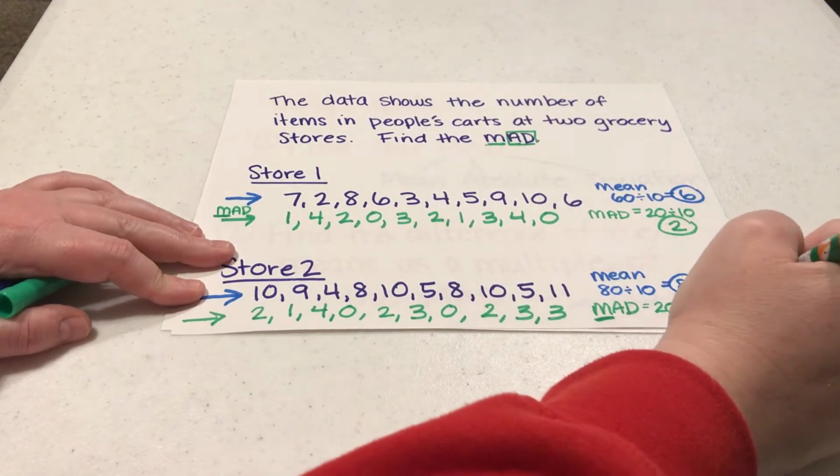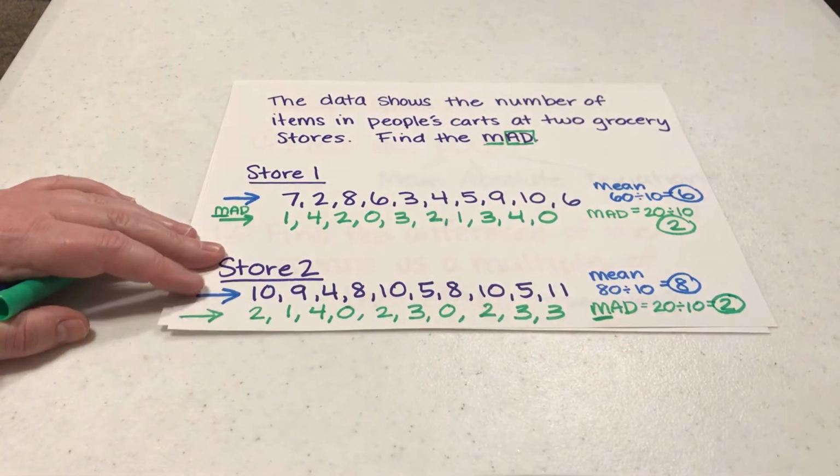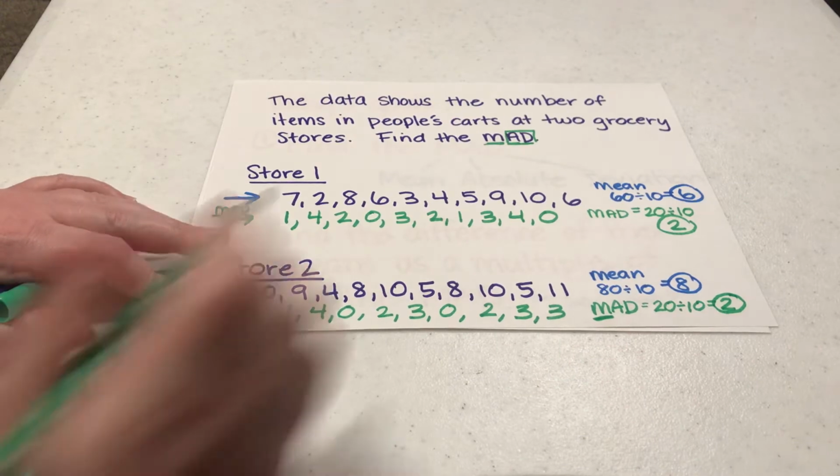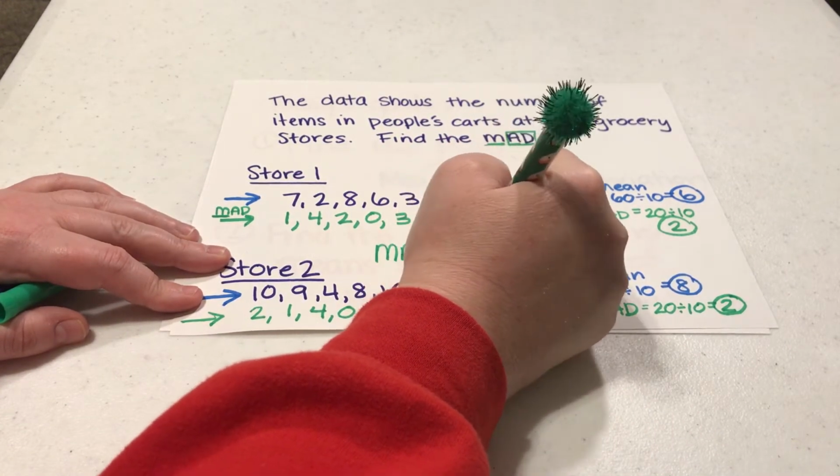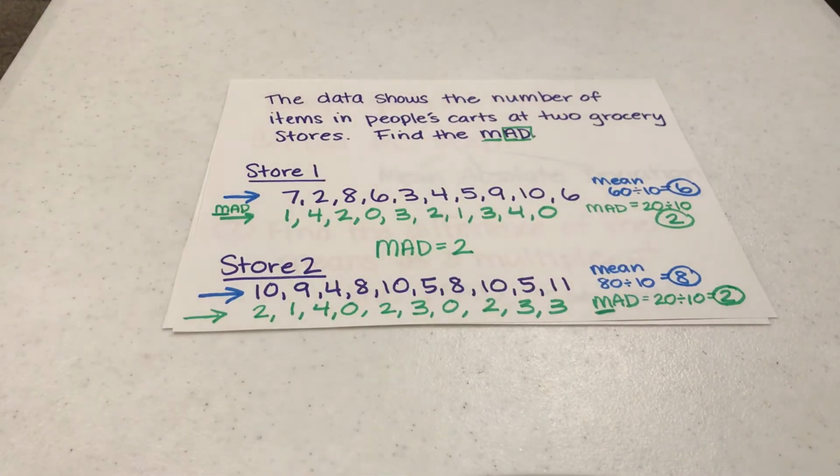And so my MAD equals 2. Both of them are the same. Okay? And so my MAD equals 2. That's how you find it.